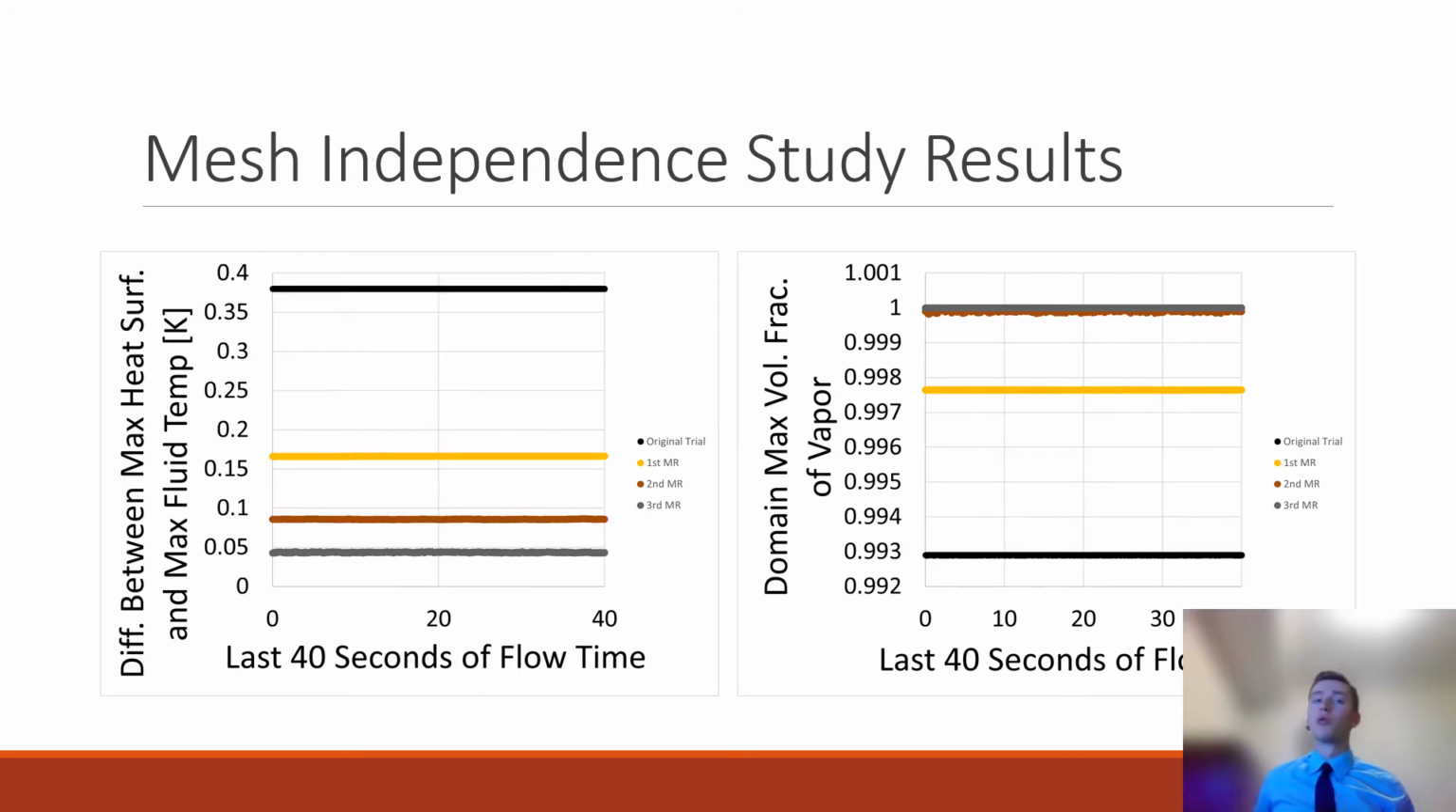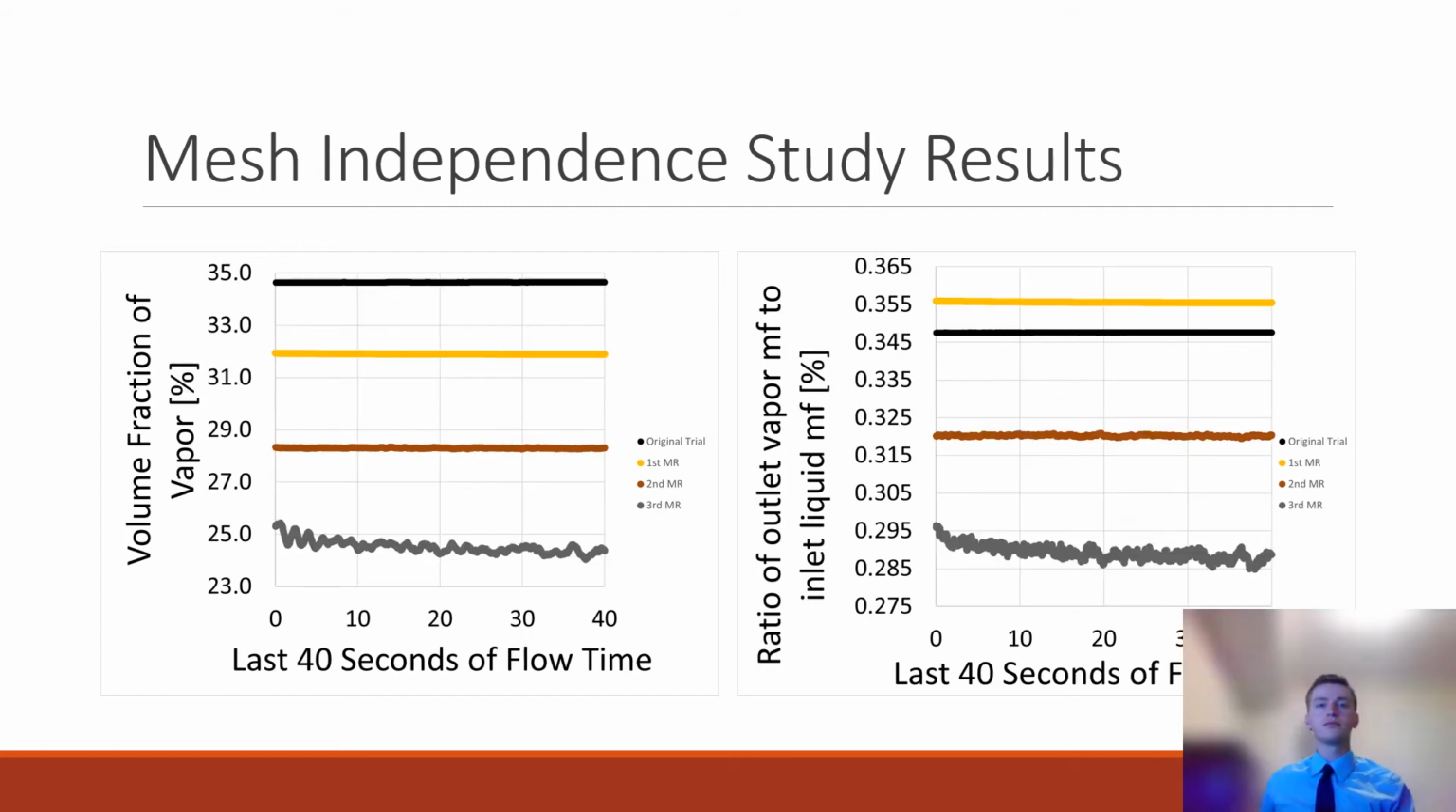Again, here are some more results of the mesh independent study. The graph on the left shows the difference between the maximum heat surface temperature and max fluid temperature, and the graph on the right shows the maximum volume fraction of vapor for each of the mesh independent study trials.